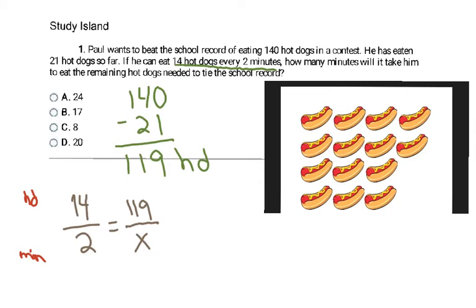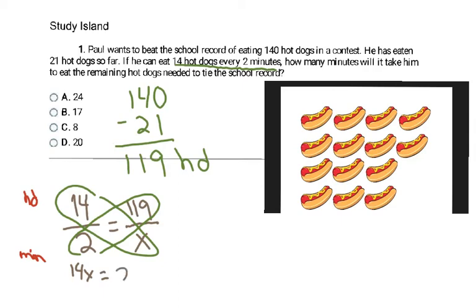When I solve a proportion, we solve by cross multiplying. So I'm going to take 14 times x, which is 14x, equals, and then I cross multiply the other way, 2 times 119, which equals 238.